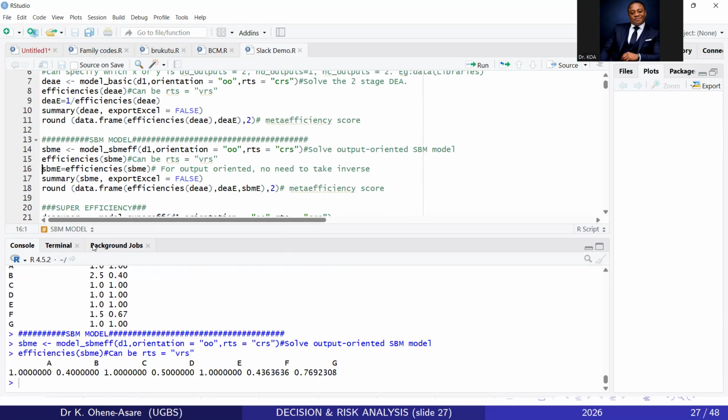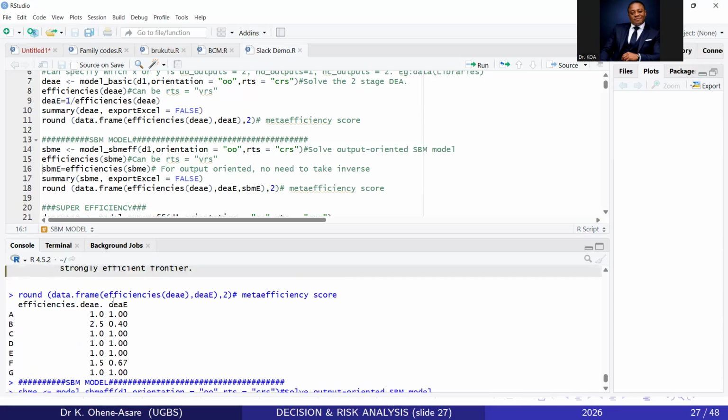Now, the thing about the SBM, straight away, you can see that it automatically puts the scores to below 1, even though it's output oriented. In fact, it was part of the reason why I decided to put the scores for the DEA to below 1, so that they are easily comparable. Because it put the scores already to below 1, we don't need to take the reciprocal.